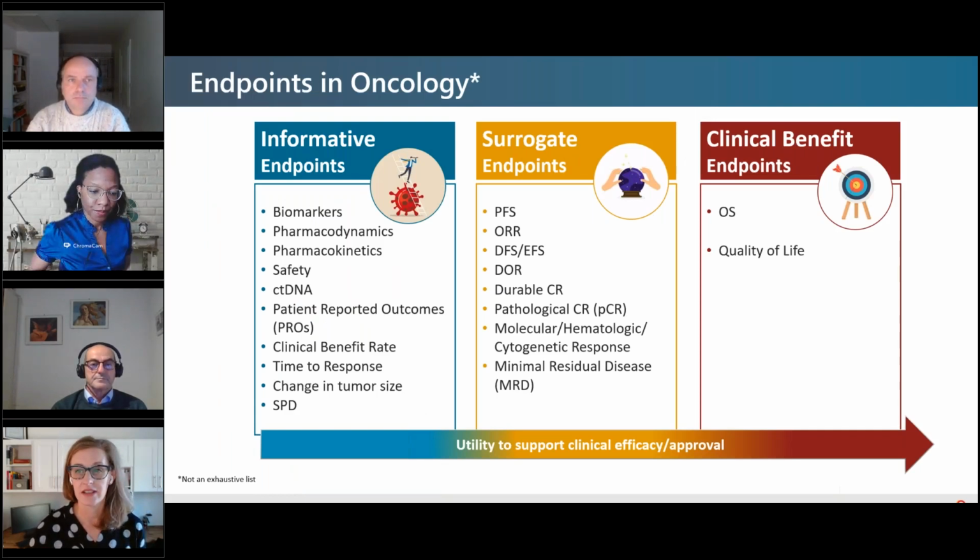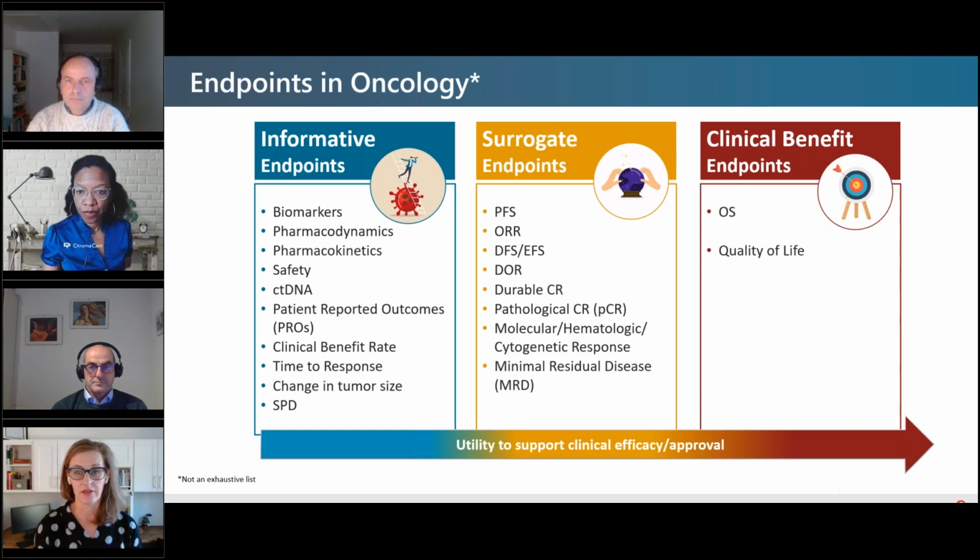When putting this talk together, I find it easiest to bucket our endpoints, and I came up with 3 buckets: clinical benefit endpoints, surrogate endpoints, and what I'll call informative endpoints. Clinically meaningful endpoints relate to the outcomes which capture how a patient feels, functions, or survives, and these endpoints may be measured objectively or subjectively.